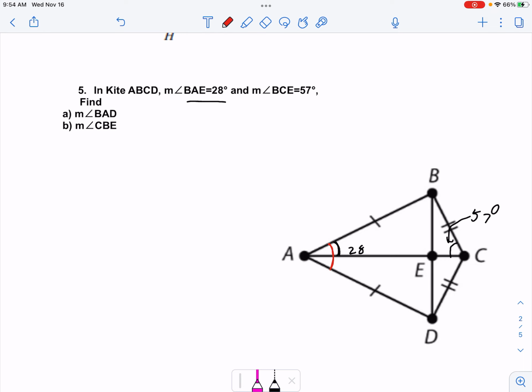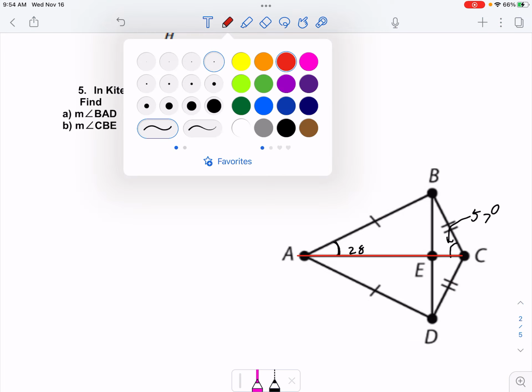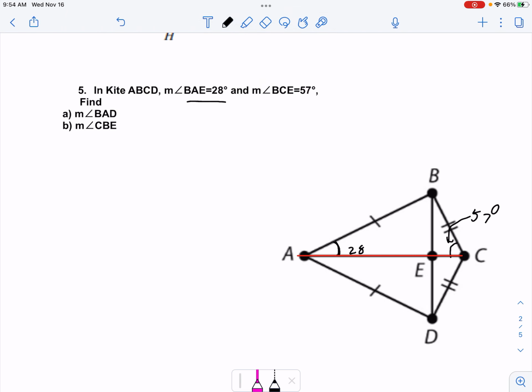Okay, well, I know that this is the longer diagonal of the kite because it's between the tick marks. And we know that the longer diagonal bisects every angle that it intersects. Okay, in other words, it creates two congruent angles. So if this is 28, since the longer diagonal bisects, this would also be 28. Okay, so those are both 28, which means BAD, the full angle, would be both of those angles added up, 28 plus 28. And that would be 56.